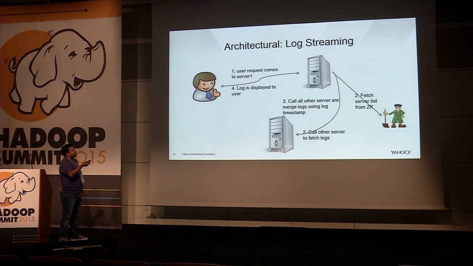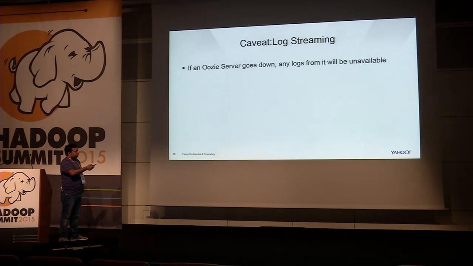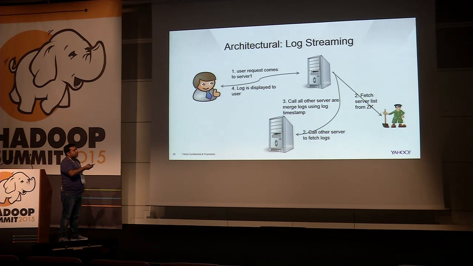This is the architecture of log streaming. The user submits a request to an Oozie server via a VIP using the correct authentication model. The server calls Zookeeper to get the list of servers in HA, and then that particular server calls the other servers to fetch the log from each server. Once it gets the logs from the other servers, it uses the log timestamps to merge them and then sends the result to the user. For this purpose, it's very important that all the servers have the same clock setting.